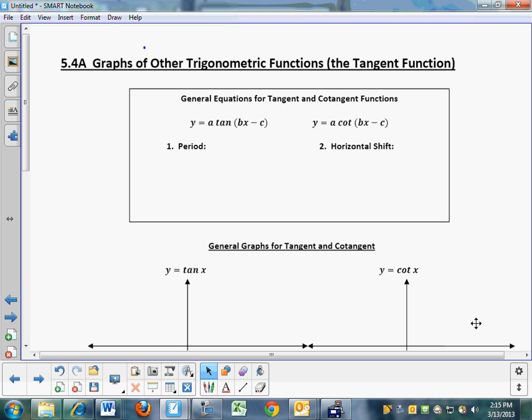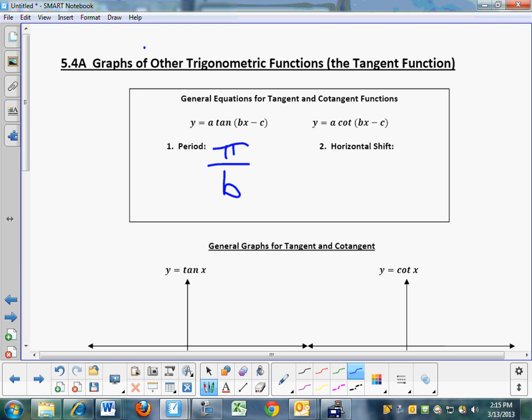So how long does it take to actually repeat itself? Sine went positive, positive, negative, negative, so it took a whole 360 to repeat itself. Well, if tangent goes positive, negative, it just takes 180. So instead of taking 2 pi and dividing it by b, for tangent we take just pi and divide it by b.